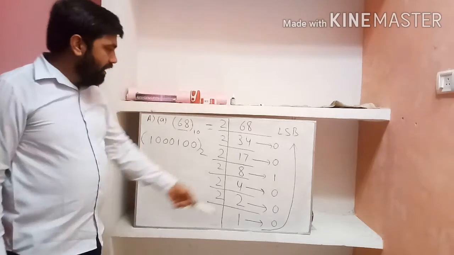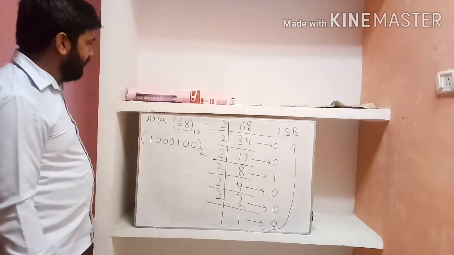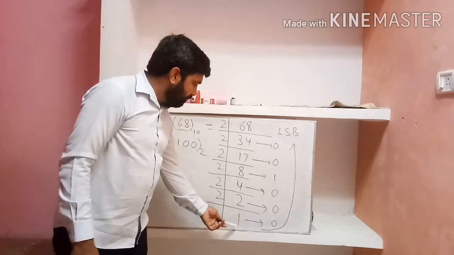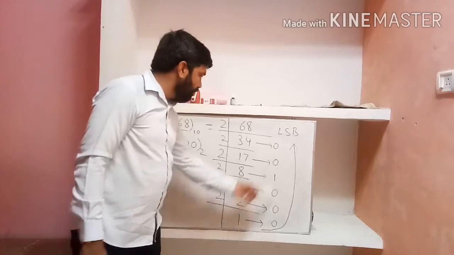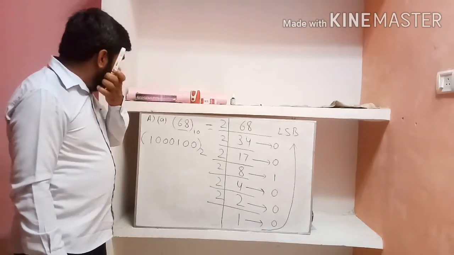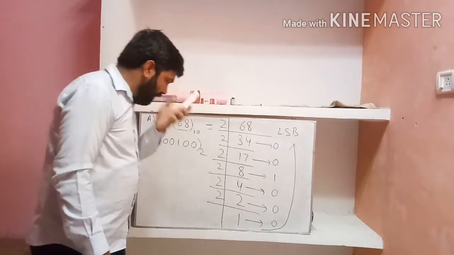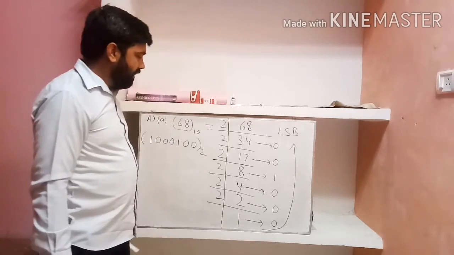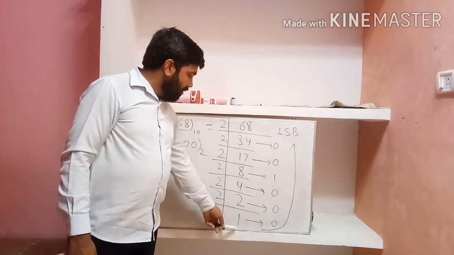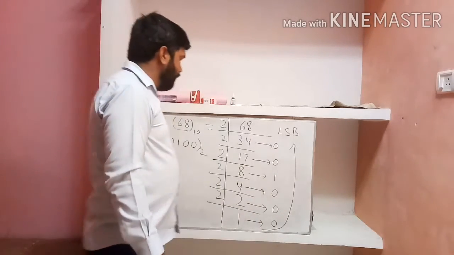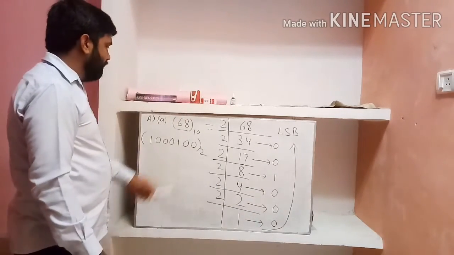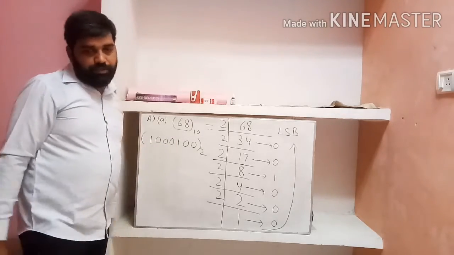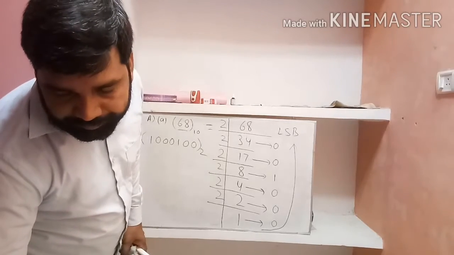Like this you have to do the division. All remainders you have to write, and take the remainders from bottom to up. The last quotient that you get is 1 here, and that is the most significant bit. So every time you get 1 here. At last, from bottom to up, you take the digits in order and write this number in brackets. Now the binary equivalent of decimal 68 is 1000100. Now move to the next question.